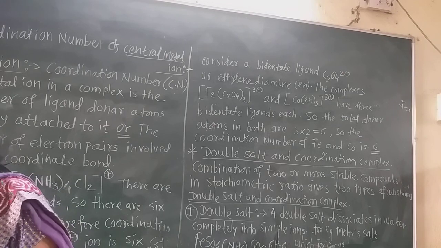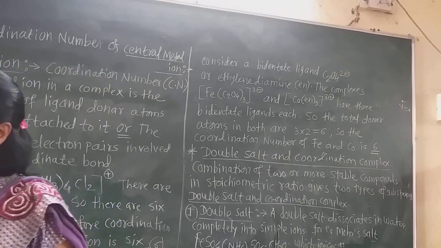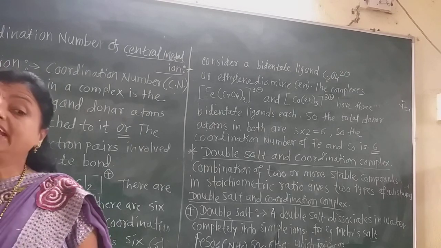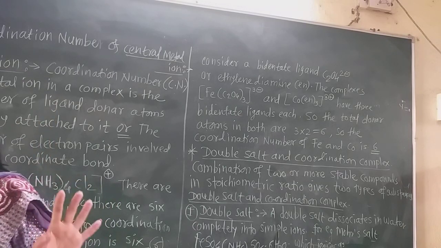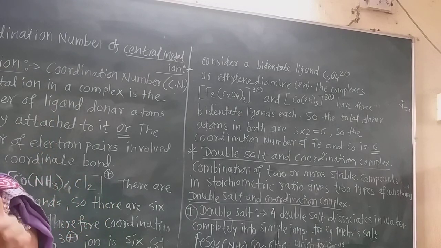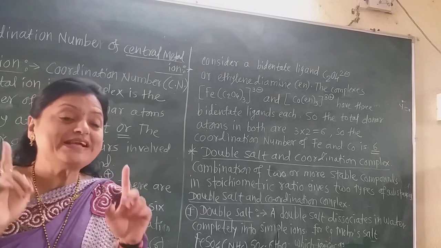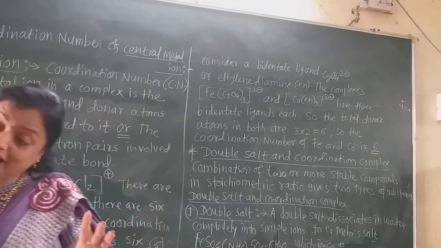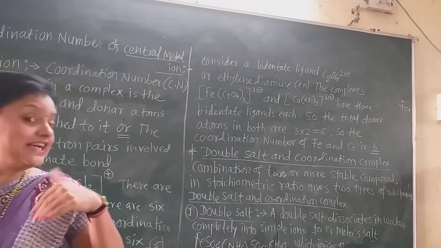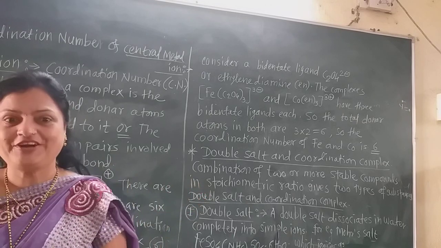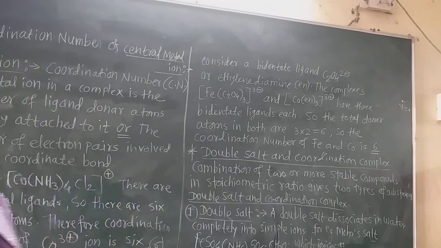But in a coordination complex, they do not ionize completely in water. The coordination sphere in the square bracket remains as it is. Only the counter ions which are outside the sphere get ionized in complex compounds or coordination complexes. Now let us see how the ionization happens.